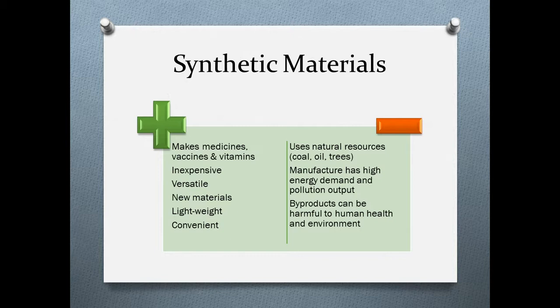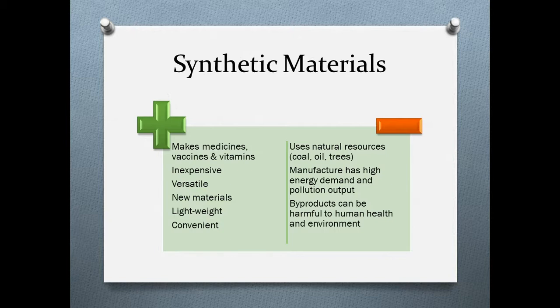Synthetic materials are really inexpensive. They're versatile, meaning that you can make lots and lots of different things with them. You can produce new novel materials. They're often lightweight, which is good for transportation, and they can be very convenient. So all those are positives of this whole process of humans doing chemical reactions to produce stuff.